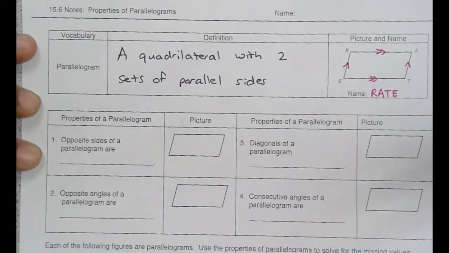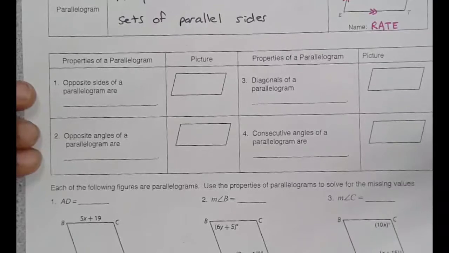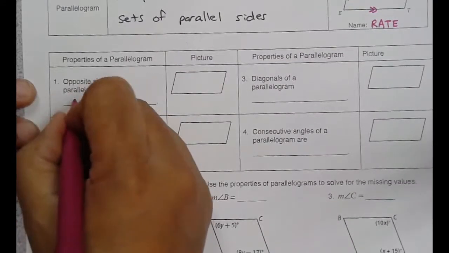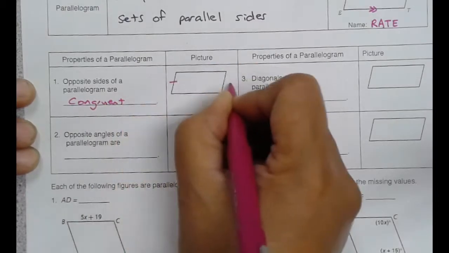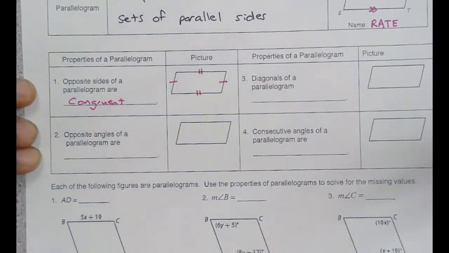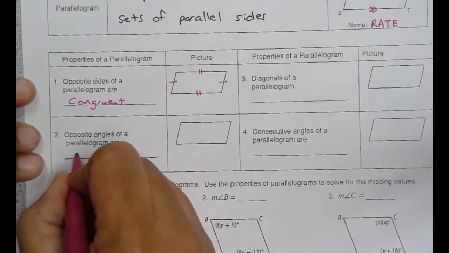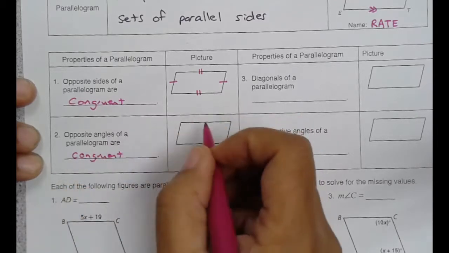Okay. We have four properties here of parallelograms. The first property is that opposite sides of a parallelogram are congruent. The left side is equal to the right, and the top is equal to the bottom. The next one is opposite angles of a parallelogram. Those are also congruent. That means equal in measure.